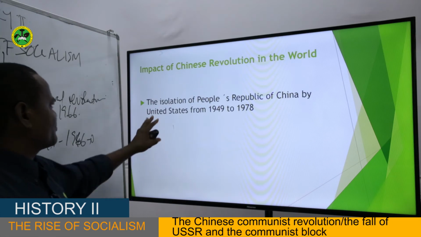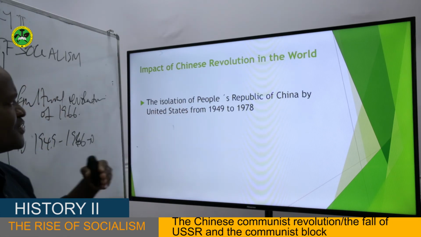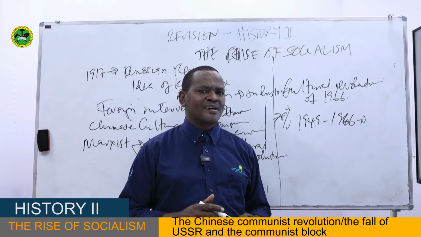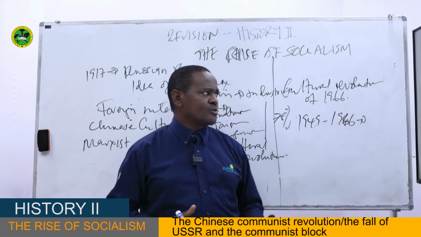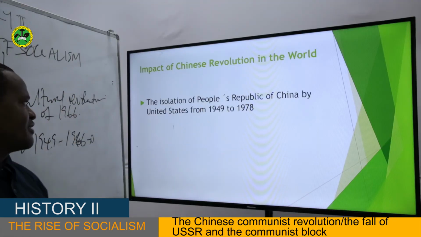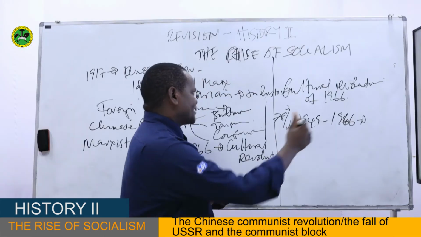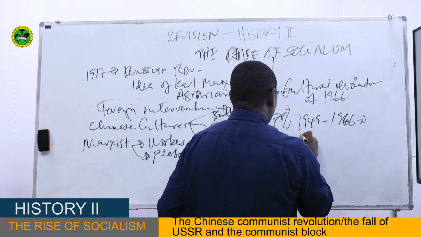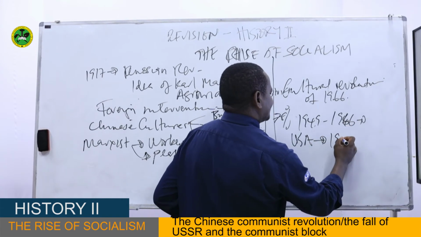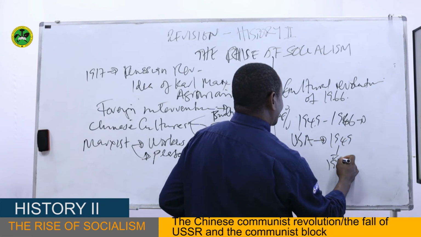Another thing is the isolation of the people of China. This is the impact of the Chinese Revolution in the world. What impact has the Chinese Revolution brought in the world? The first is the isolation of the People's Republic of China by the United States of America from 1949 to 1979. That means, just like what we saw with the Soviet Union, the USA did not recognize China from 1949 during the revolution, of course, to 1979. Why?